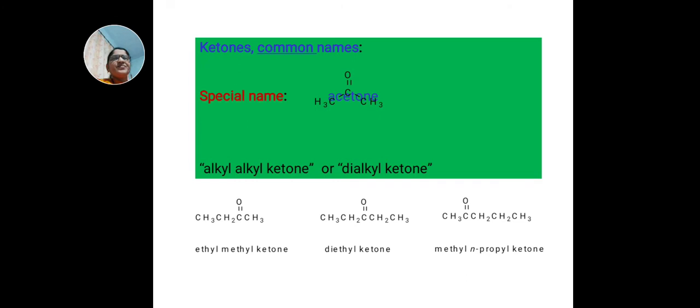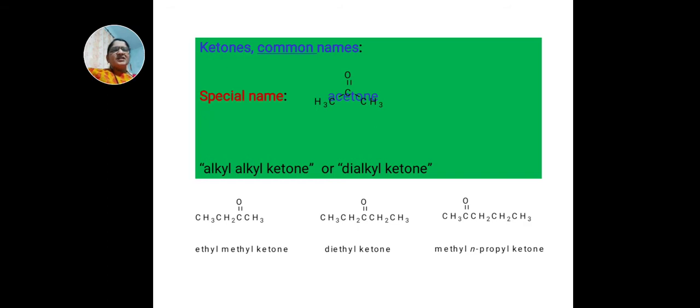Then next, common names of ketones. First example, CH3COCH3. That means on this carbonyl carbon atom there are 2 methyl groups attached. Hence it is a derivative of acetone, or the special name of this compound is acetone.